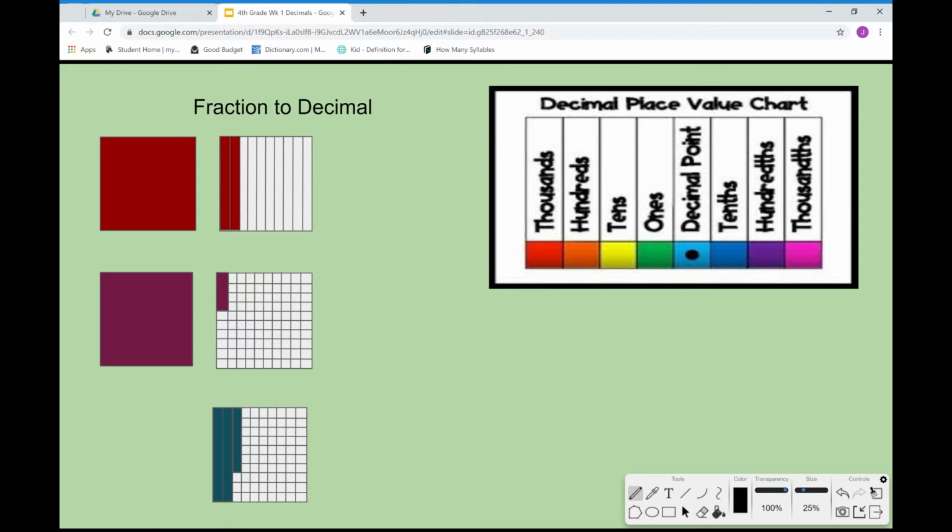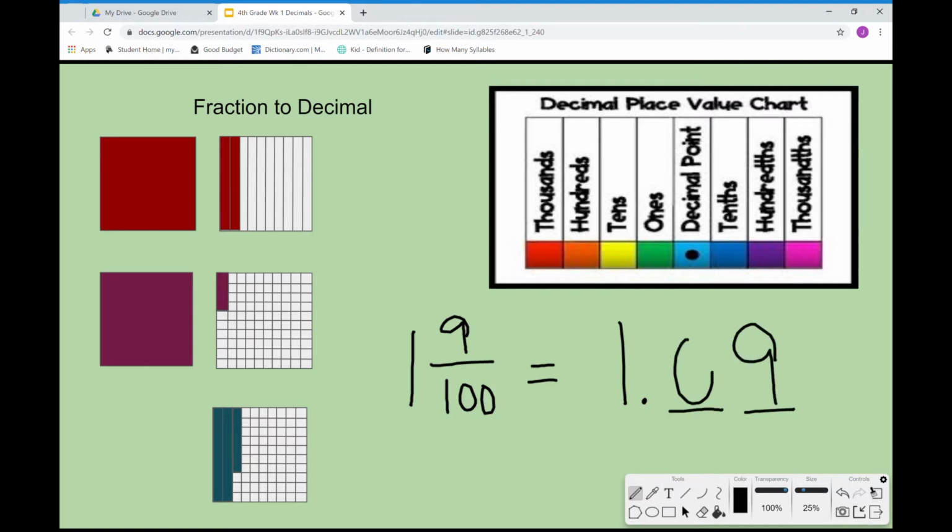Number 3, when writing in decimal form, the very last digit behind the decimal goes in the place value spot of the said word. So 1 and 9 hundredths, the 9 goes in the hundredths spot and we have to fill in the tenths spot with a 0.